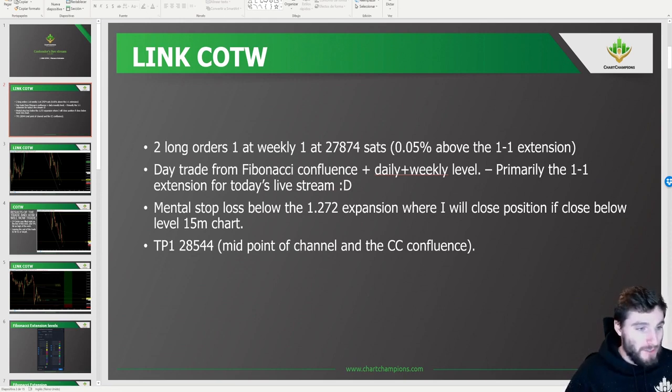Link since Sunday went down. So that's pretty nice. I was looking for around the weekly, and here I had one order at the weekly exactly, which in the end just went straight through. And a second order at 27874 sats, which is basically the one-to-one extension, a really slight front run of the one-to-one extension.